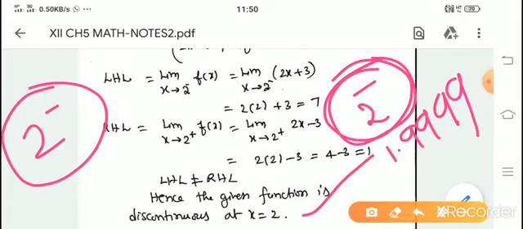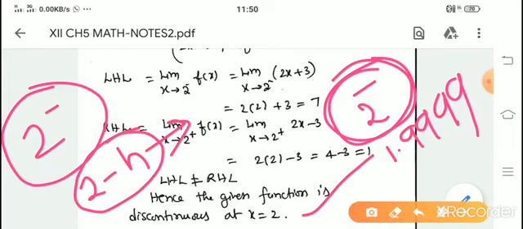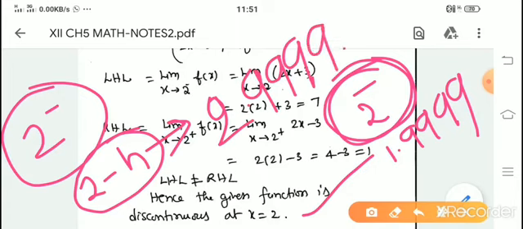2 minus means just less than 2. It is 2 minus some lesser quantity you are subtracting. That means 2 minus h means it is 1.9999, like that you have to take it. Okay, so that is the reason.